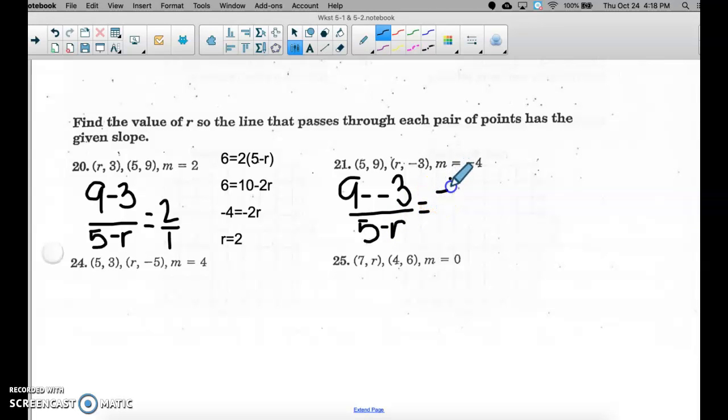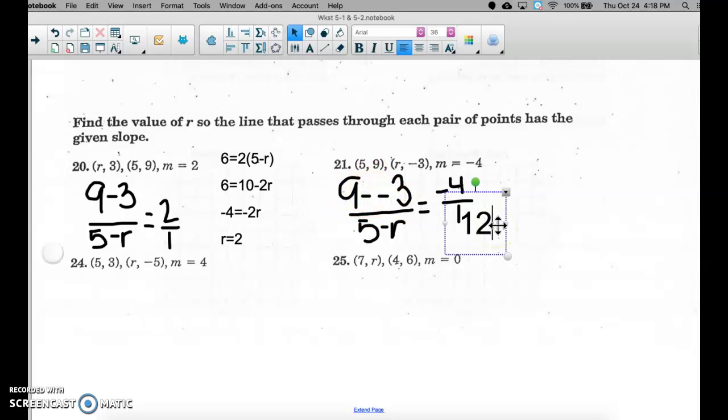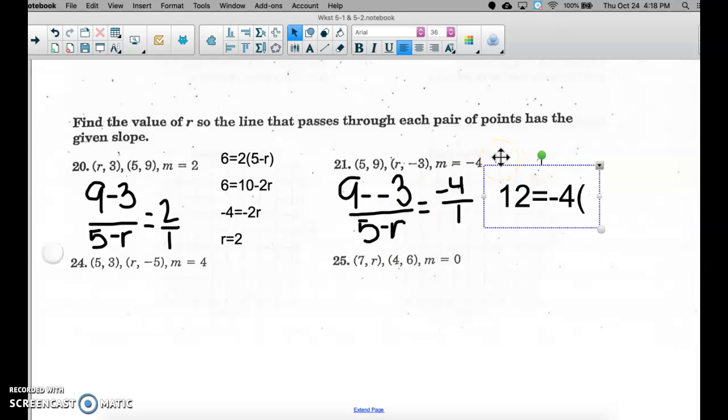Now this is a whole number, so we have to put it over 1. And now we cross multiply the same way we're used to. 9 minus negative 3, this becomes a positive. We get 12 equals, top down, bottom up, we get negative 4 times 5 minus r.